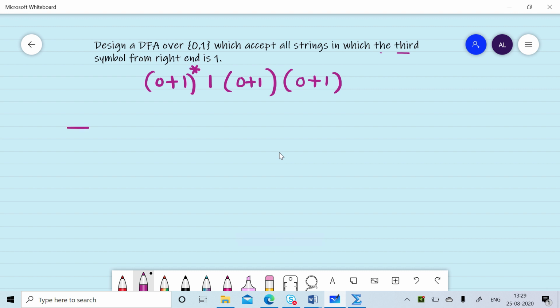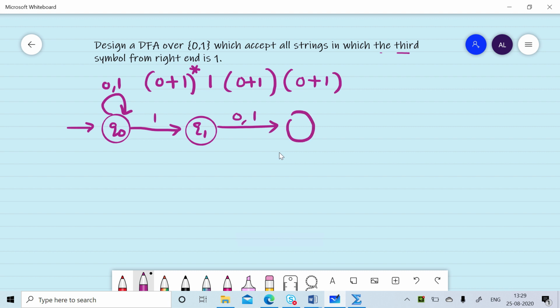So we can convert this into an NFA with Q0 as the initial state. There is a self loop of 0 and 1 on Q0. On reading 1, we will move to Q1. On reading 0 or 1, we will move to Q2. And on reading 0 and 1, we will move to the Q3 state, and Q3 will become the final state.